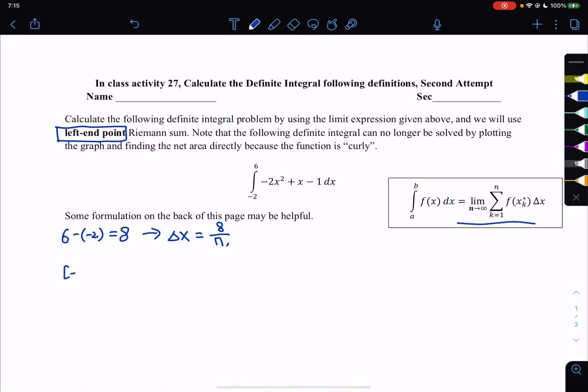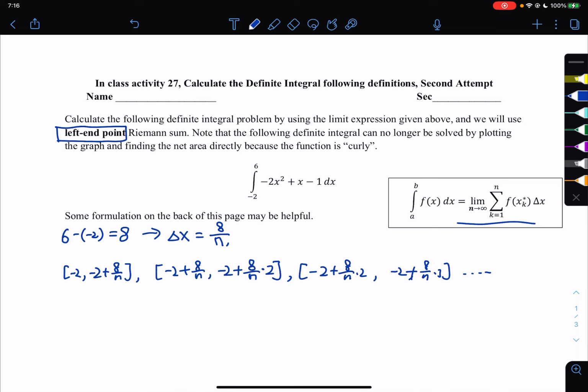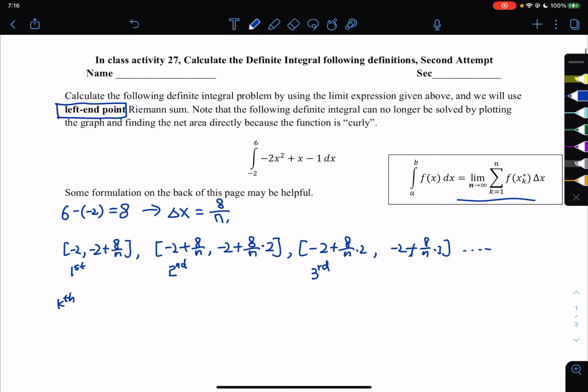Basically, the first interval is -2 through -2 plus 8 over n. The second one is -2 plus 8 over n, and then -2 plus 8 over n twice. And the third one is -2 plus 8 over n twice, moving on to -2 plus 8 over n 3 times, and so on and so forth. So you can see this is the left end of the first, this is the left end of the second, this is the left end of the third interval.